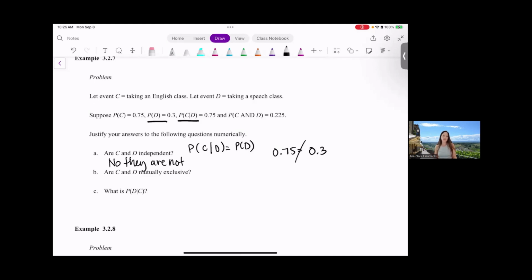Are C and D mutually exclusive? If they're mutually exclusive, then the probability of C and D needs to equal 0. But the probability of C and D actually equals 0.225. So no, they are not.